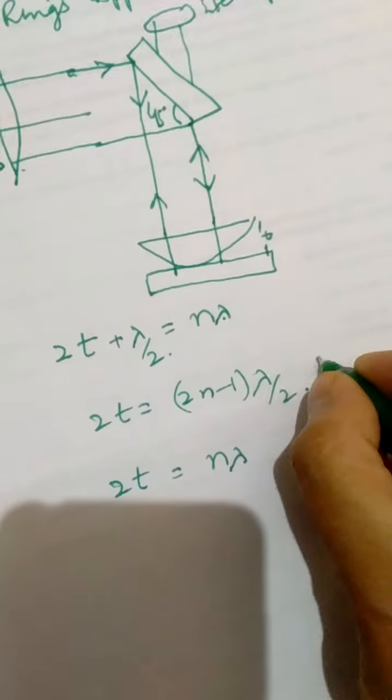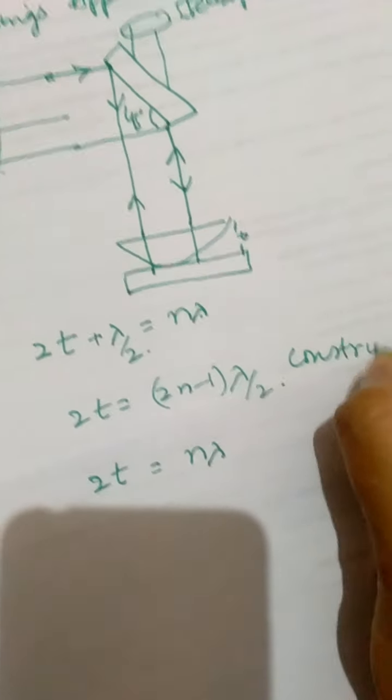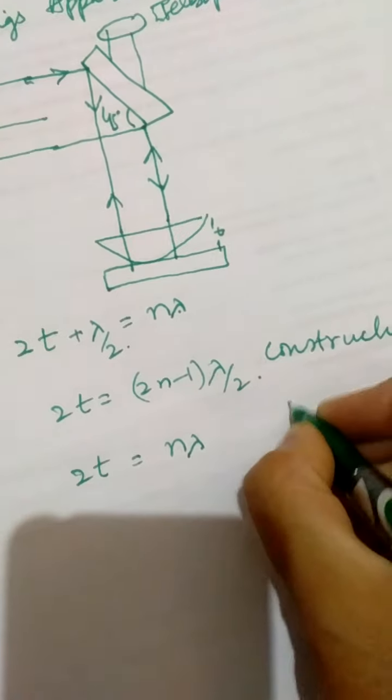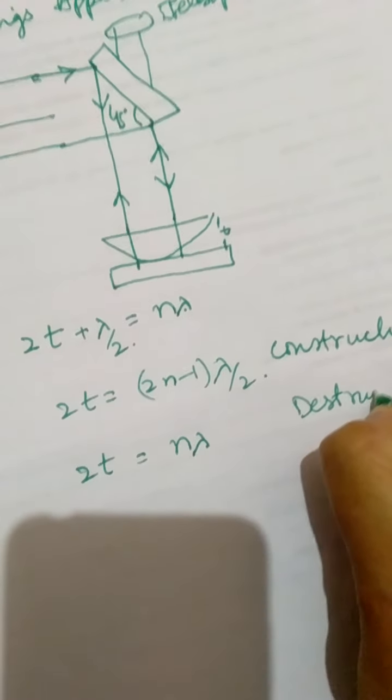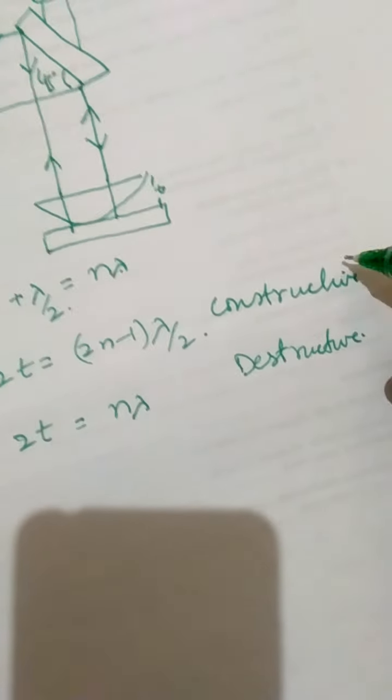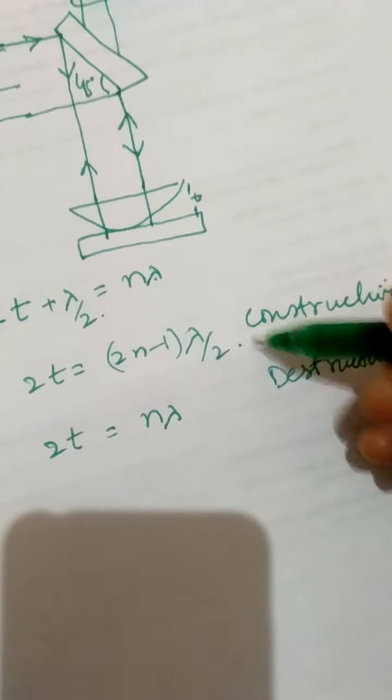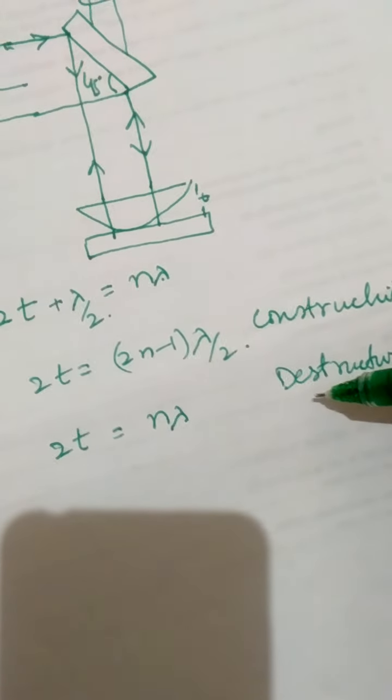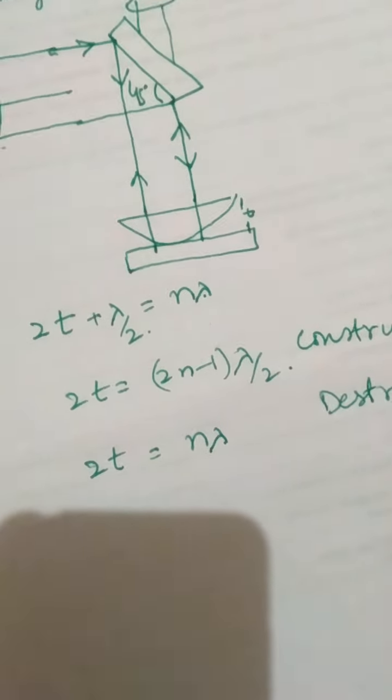So this is the constructive interference and this is the destructive interference. These are the conditions corresponding to which we get the bright fringes, and these are the conditions corresponding to which we get the dark fringes.